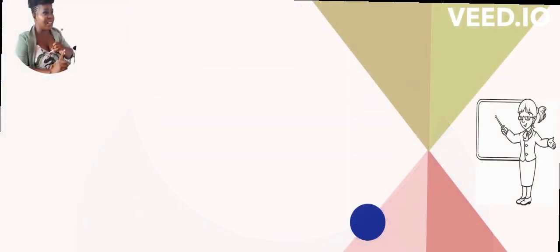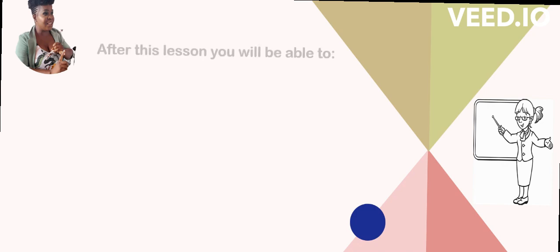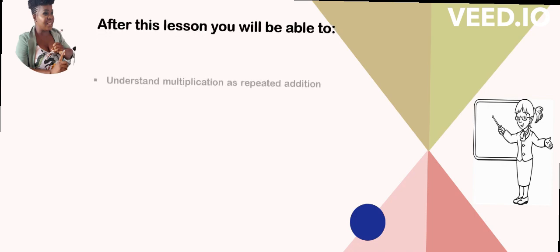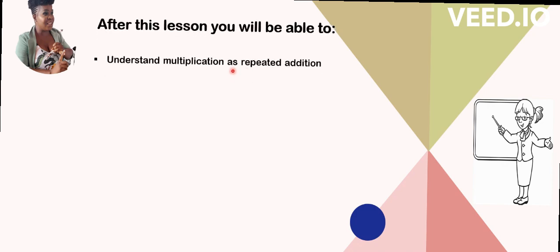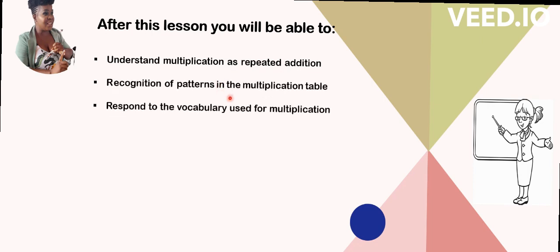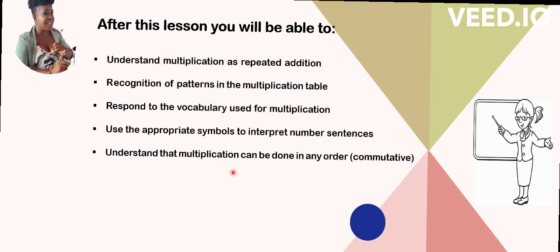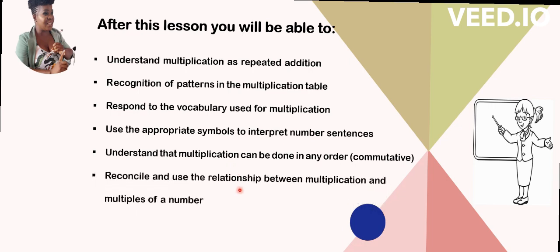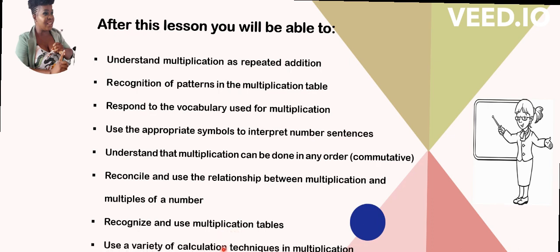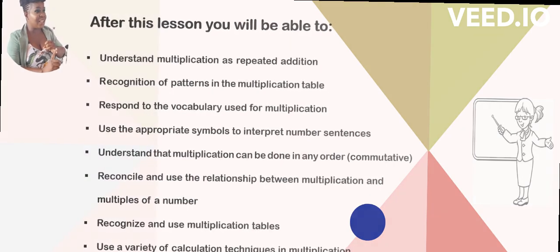After this lesson you will be able to understand multiplication as repeated addition. Recognize patterns in the multiplication table. Respond to the vocabulary used for multiplication. Use the appropriate symbols to interpret number sentences. Understand that multiplication can be done in any order. Reconcile and use the relationship between multiplication and multiples of a number. Recognize and use multiplication tables. Use a variety of calculation techniques in multiplication. Recognize and solve multiplication problems.